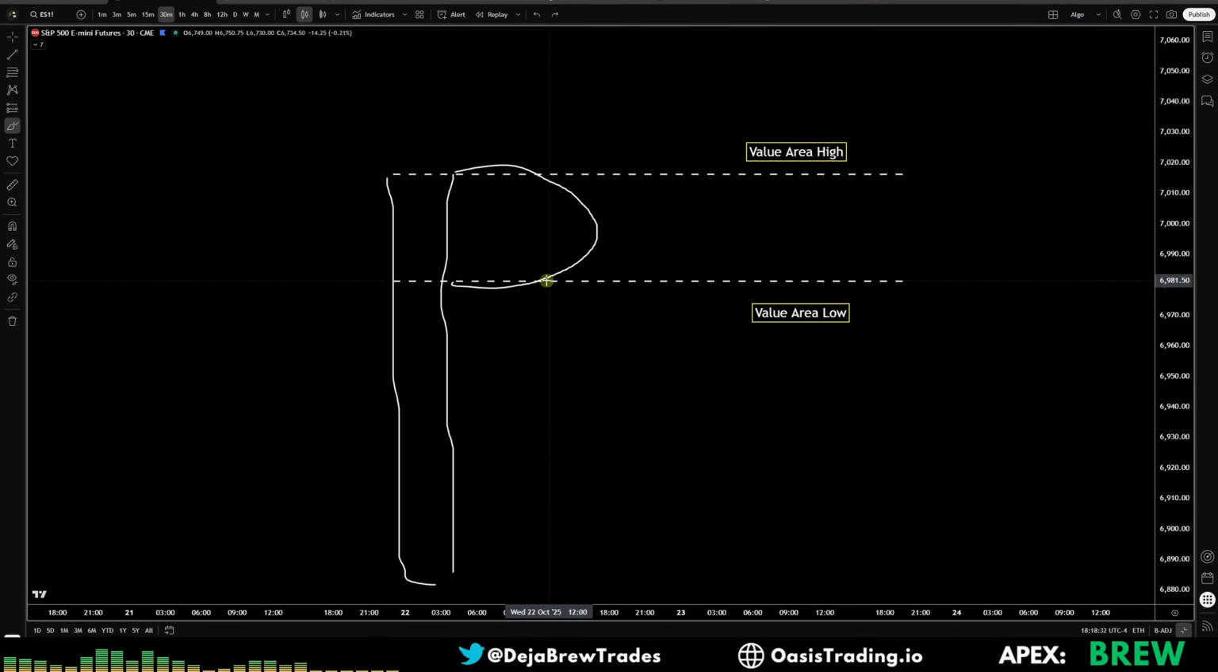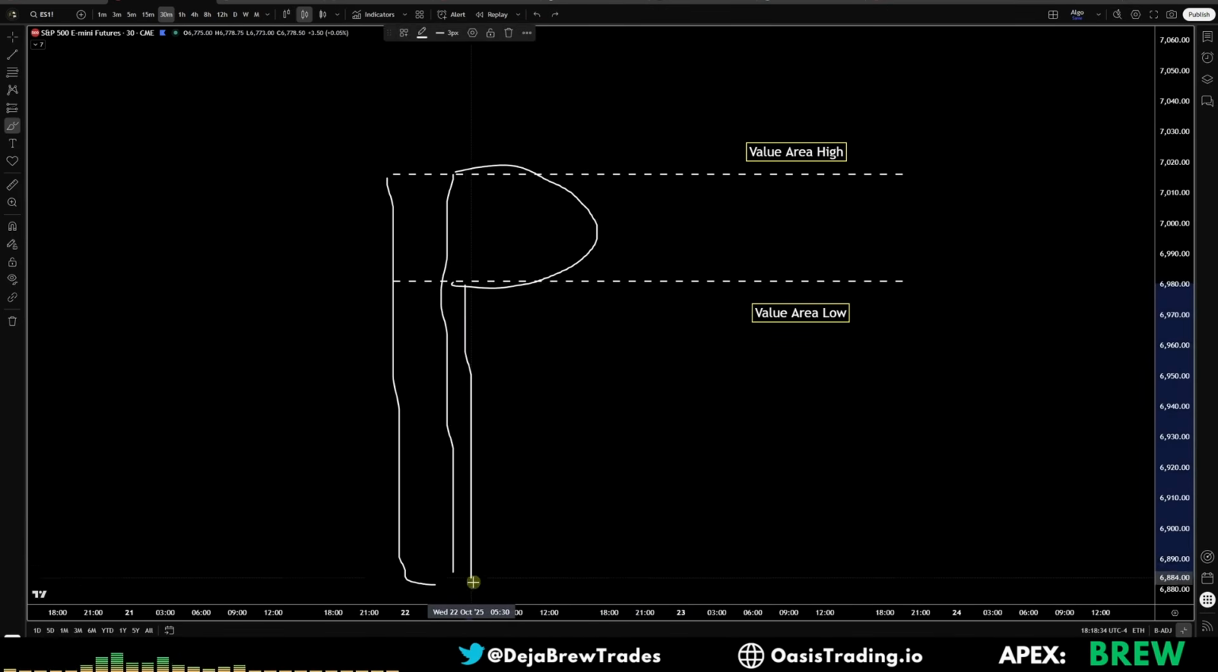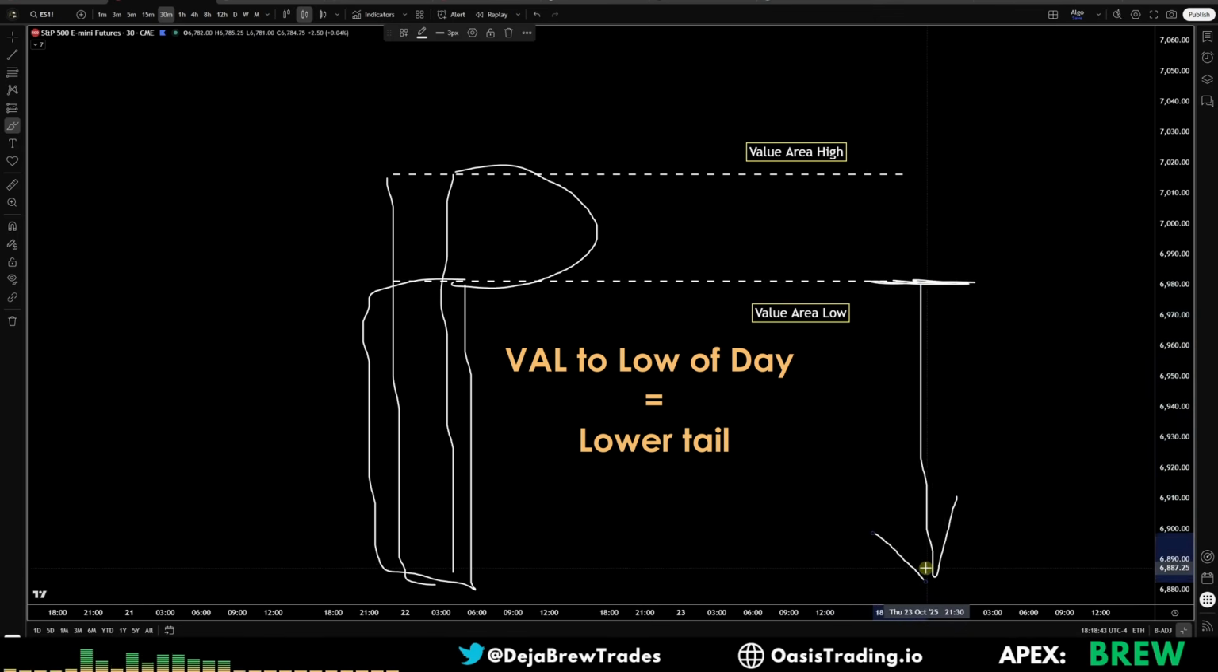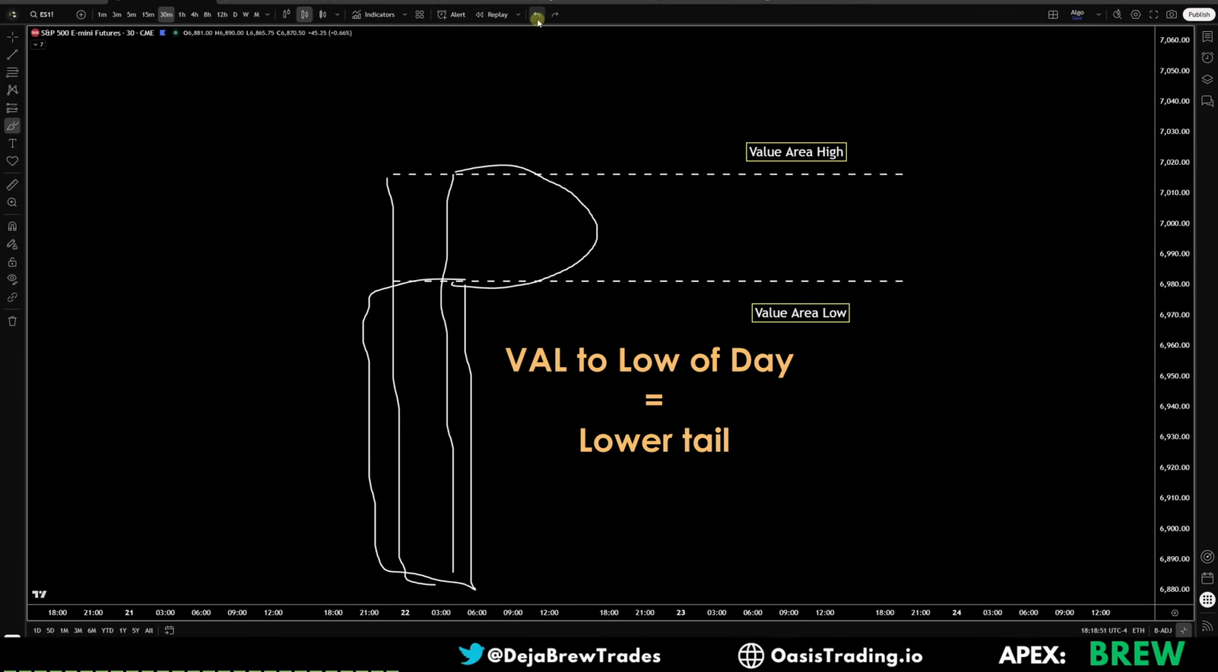So what we can do is we can measure the lower tail. Let's say this lower tail is 20 points long. We measure it from the value area low all the way down to the low of day. That is the lower tail, right? From value area to low of day. Let's say it's 20 points.